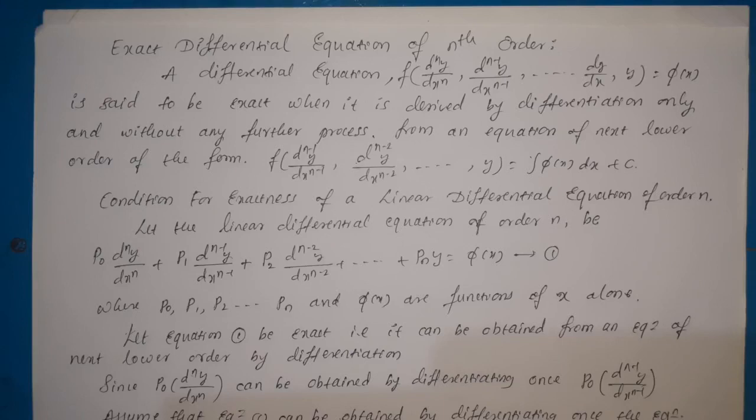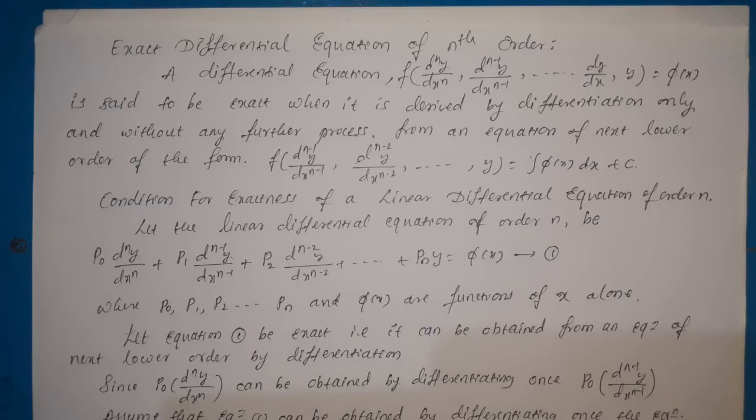Therefore any equation is said to be exact if it is derived only by the differentiation of the next lower order equation. Now let us look at the condition for exactness of a linear differential equation of order n, meaning how to check whether the equation is exact or not. In the previous semester we discussed the condition for exactness, that is dou M by dou y equal to dou N by dou x. If that condition is satisfied, then we can consider it an exact differential equation.